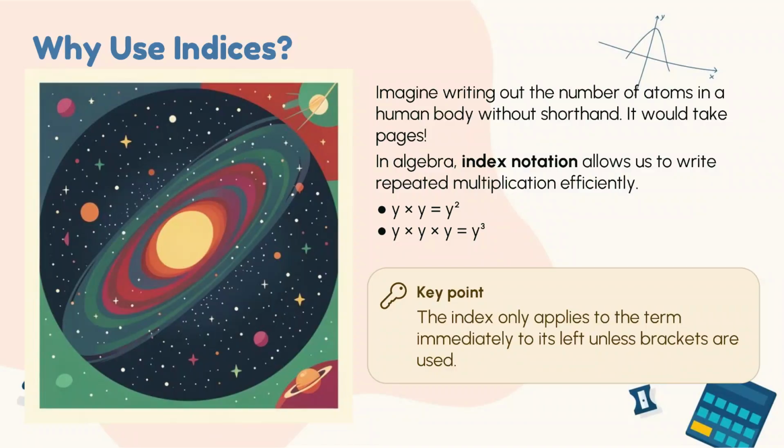But there is an important rule. The index only applies to the term immediately to its left, unless brackets are used. So 2x squared means 2 times x squared. But bracket 2x bracket squared means 2x times 2x. Those are not the same thing.